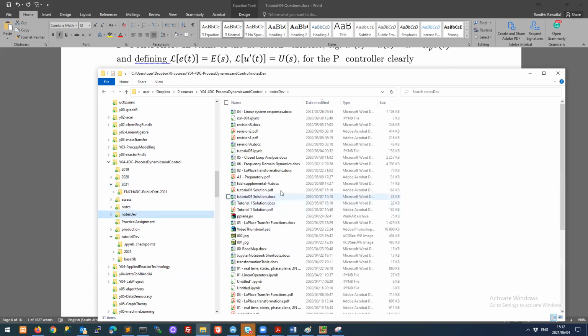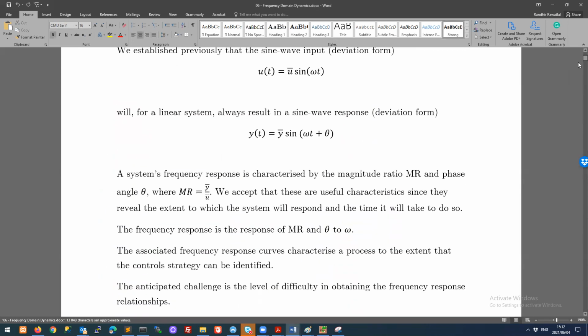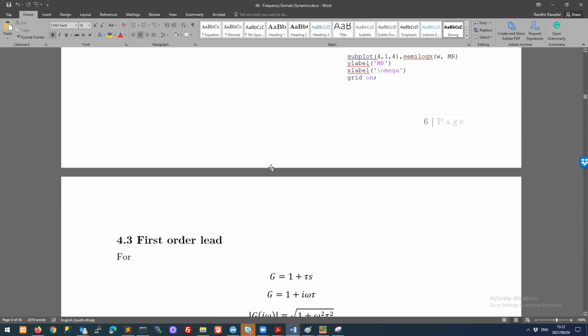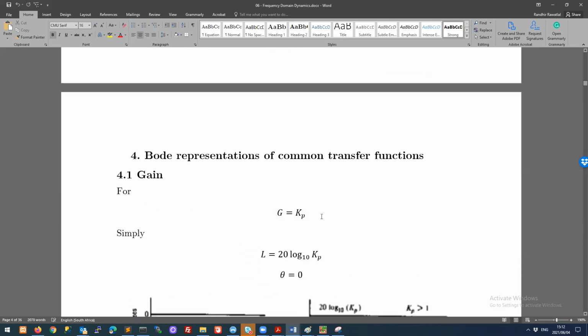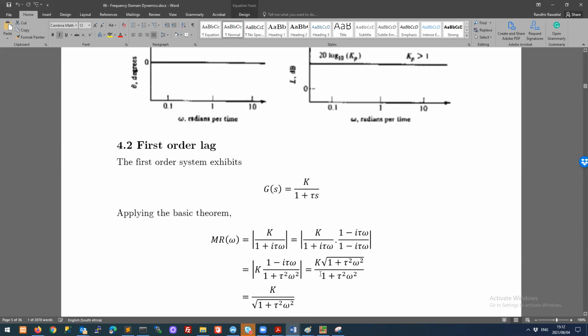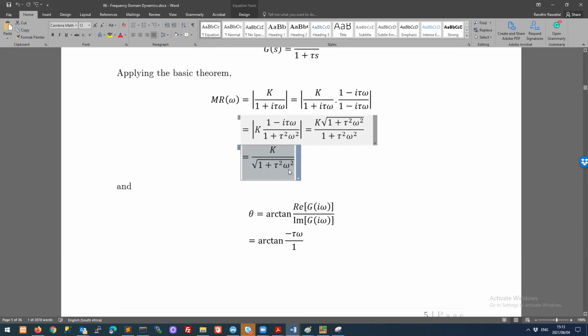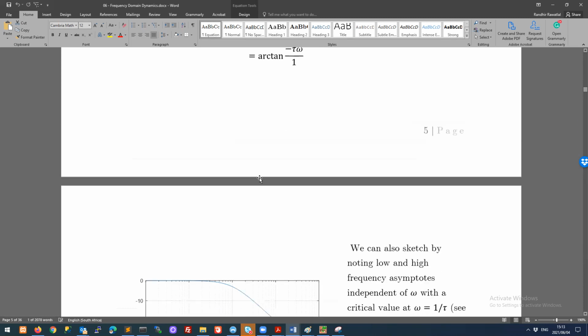So for the Bode diagrams, this is what we have. This is what we just talked about, right? We said if G is just Kp, then it's just a vertical shift and the angle doesn't change. If we have a first order lag, then the magnitude ratio is where G of i omega is K over 1 plus tau i omega. And we don't like any imaginary number in the denominator, so we multiply numerator and denominator by the complex conjugate. And then it looks like this, and so your magnitude ratio looks like that, right?